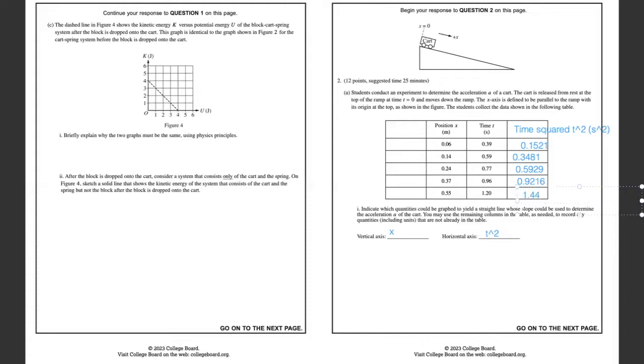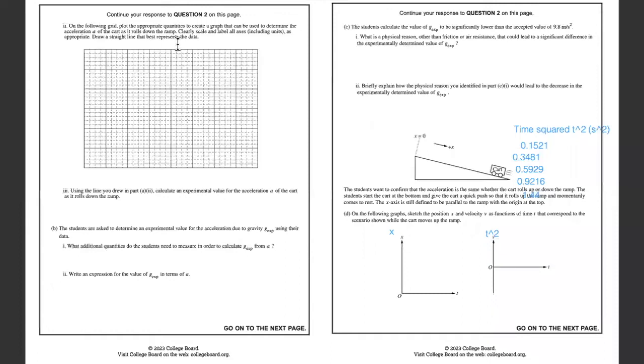Good. So those are the numbers for time squared that we have, and now we can plot position versus time squared. Now, here's where things get to be a little bit tricky. I am actually going to have to use my tablet, so I'm just going to keep my fingers crossed it's not going to lag too much. All right, clearly scale and label all axes, including units, and draw a straight line that best represents the data. Let me go ahead and try to do that as best as I can.